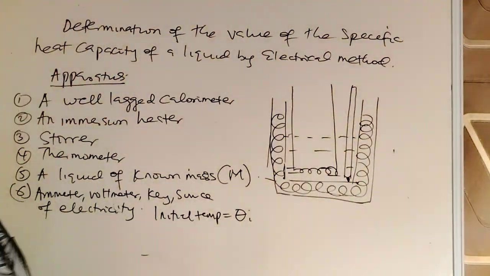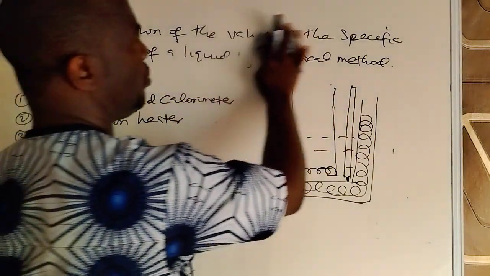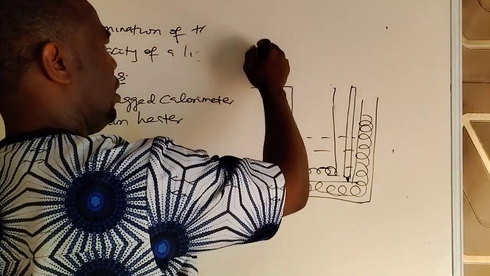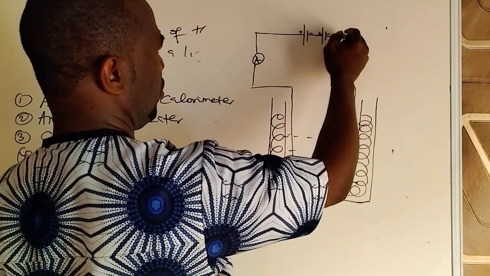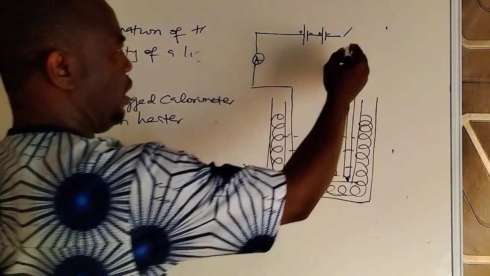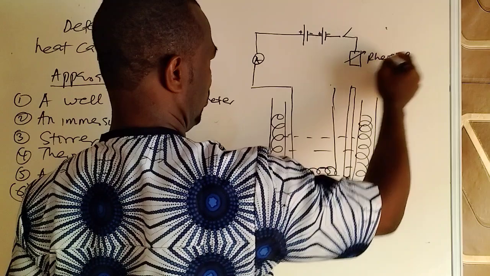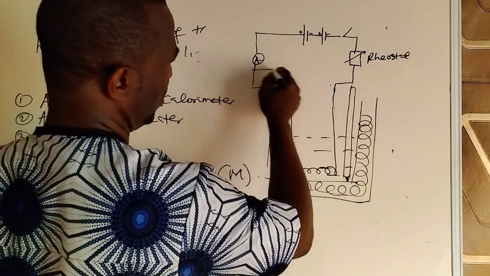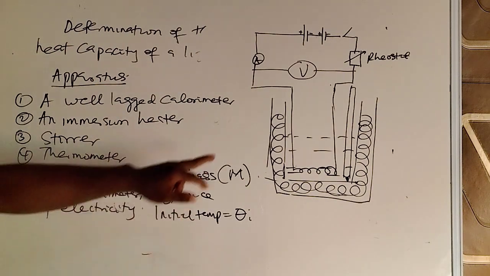And then it is connected to the source of electricity. We have our ammeter here in series, and then we have the battery, plus minus, we have our key over there, and then we have our rheostat. The rheostat is adjusted until we obtain a stable current from the ammeter. You see the way the equipment is arranged. We will have a voltmeter. So the process involves that the weight of the calorimeter will be determined, of course.